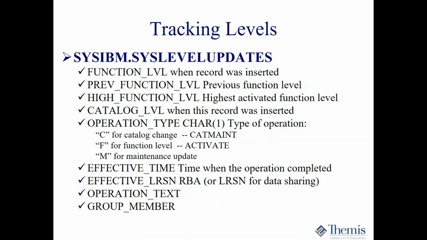And you can check in the catalog: what was the last CATMAINT you did? What was the last activation you did? What was the last maintenance update applied to the code level? It's kept track of in the IBM catalog table, SYSLEVELUPDATES. And it'll show you when the row was inserted, and it has an effective time, and it keeps track of when that was. And it actually has the operation text basically.